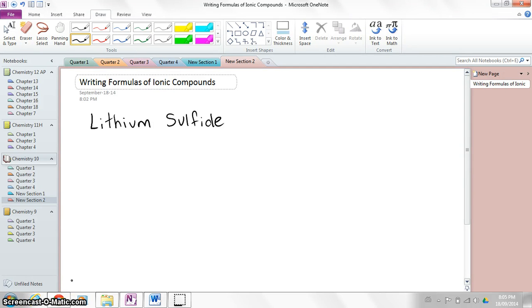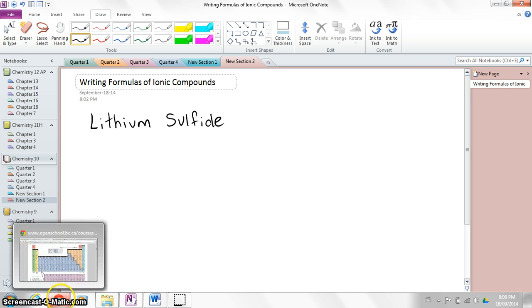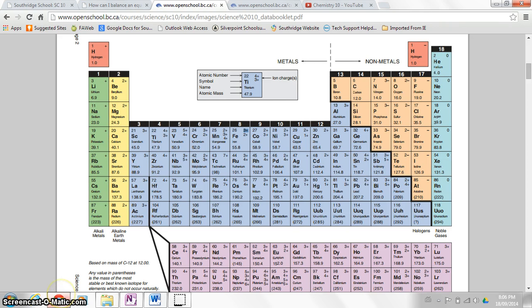Hello! This movie is about how to write formulas of ionic compounds. So here we have a name of an ionic compound, lithium sulfide. What you have to do is look on your periodic table and find these ions. So it was lithium sulfide. There's lithium and here's sulfur right there.